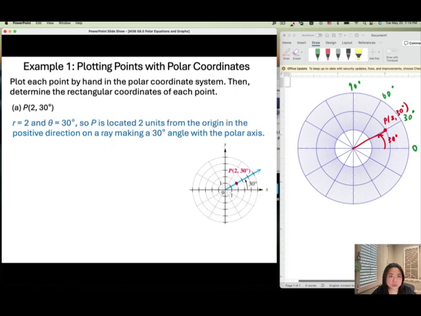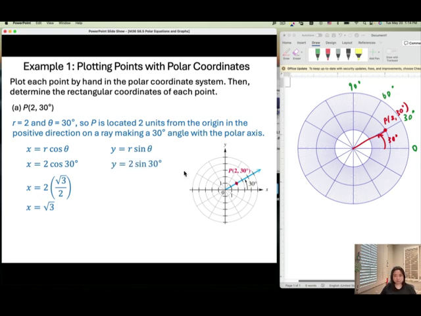Now we have r equal to 2 and theta equal to 30 degrees. So we're going to use the formula x equals r cosine theta. Plug it in. What is cosine 30 degrees equal to? That will be root 3 over 2, right? Simplify it, so x equals root 3. And then do the same thing for y. Sine 30 is 1/2, right? So y equals 1. And this is going to be your rectangular coordinate: root 3 and then 1.